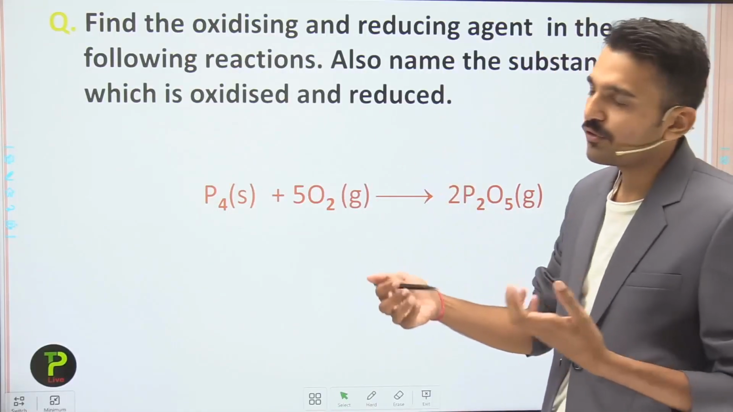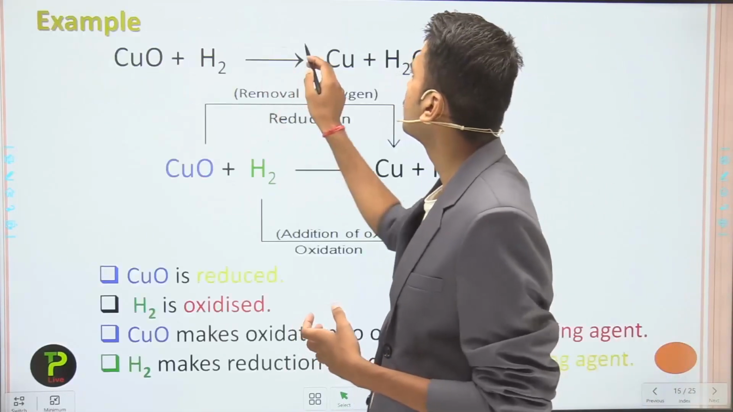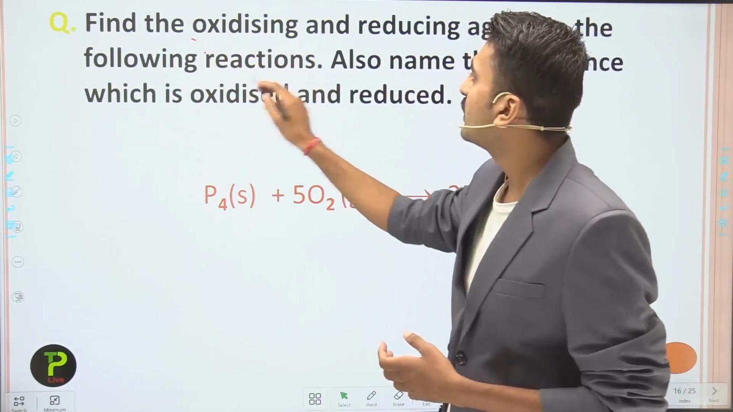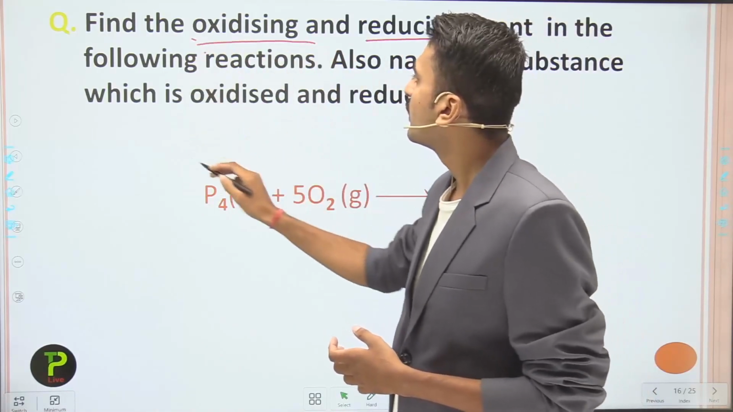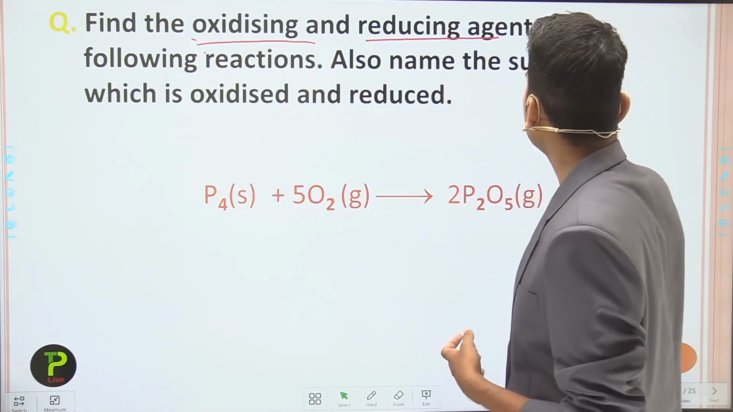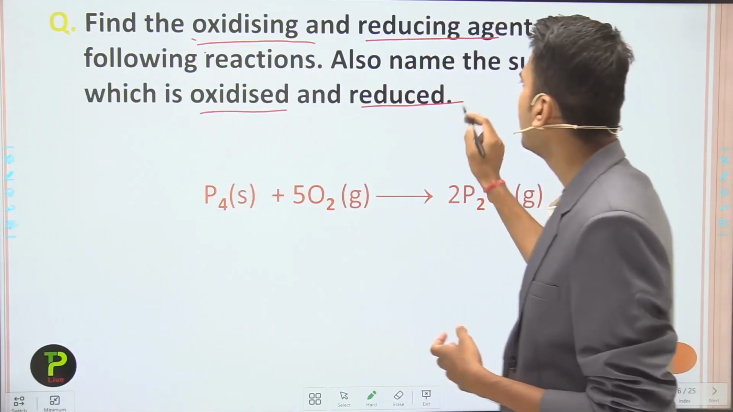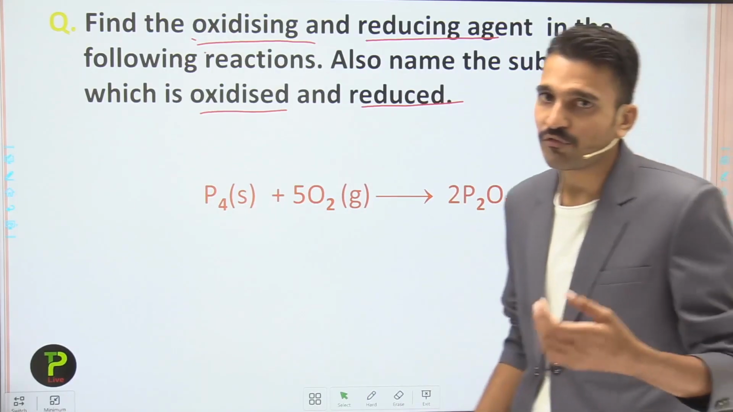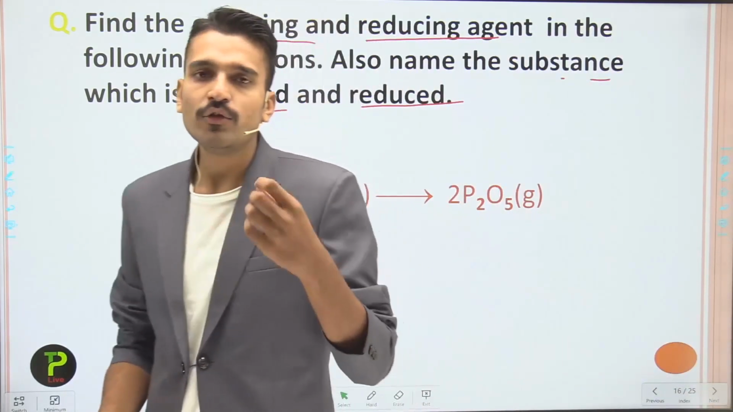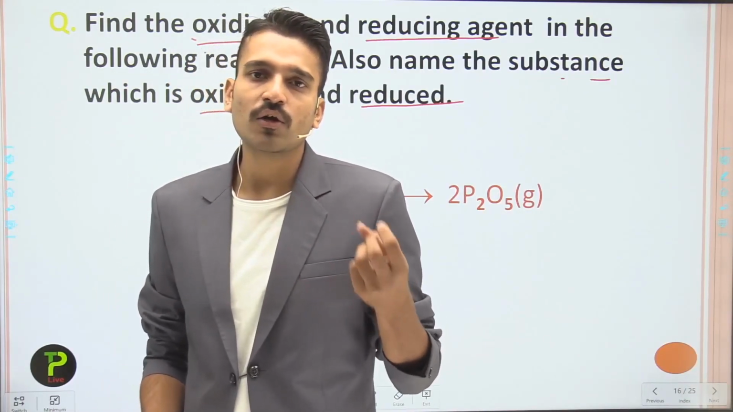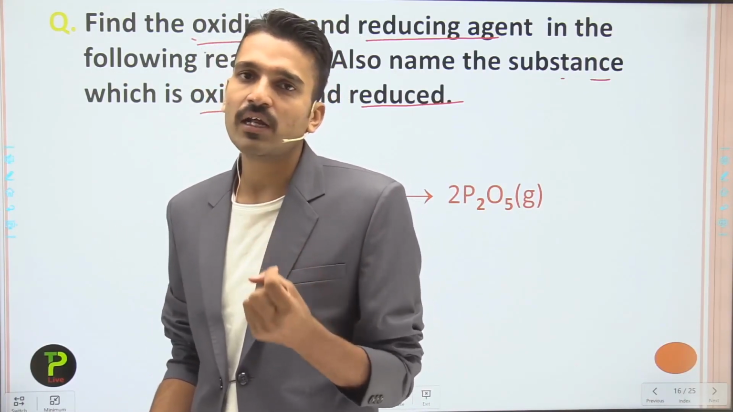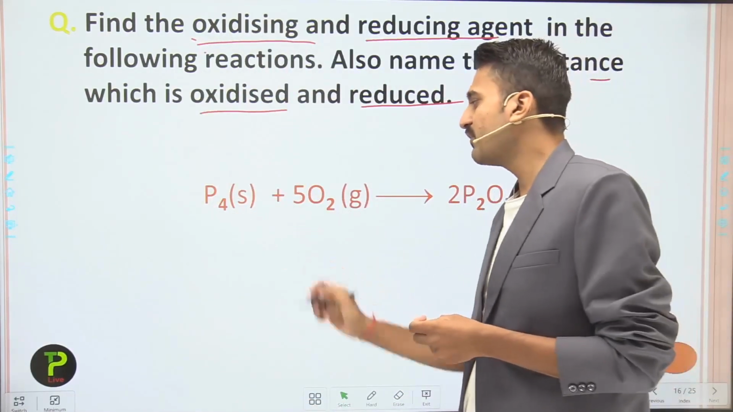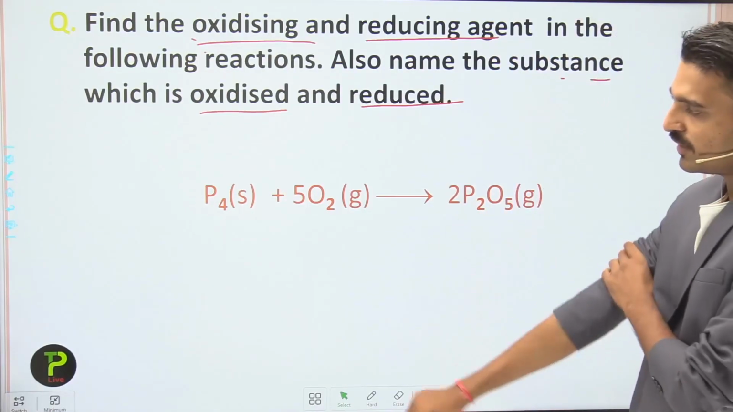In this case, you have to find the oxidizing and the reducing agent in the following reactions. Also name the substance which is oxidized and reduced. To find the oxidizing as well as the reducing agent, you first need to find which substance has undergone oxidation and which substance has undergone reduction. So here you see the reaction in which phosphorus is reacting with oxygen to form phosphorus pentaoxide. So what is happening here?